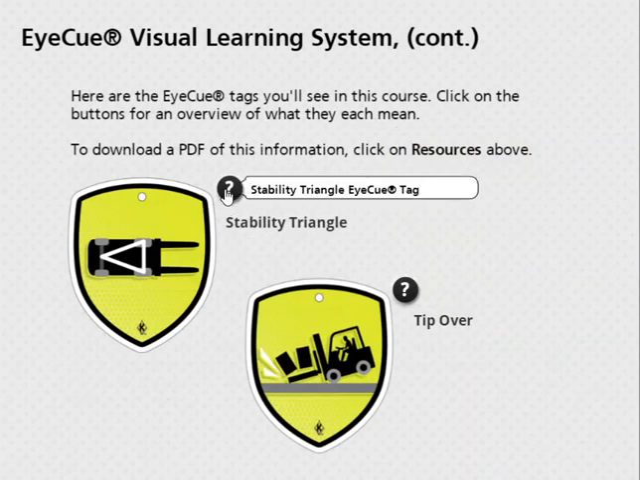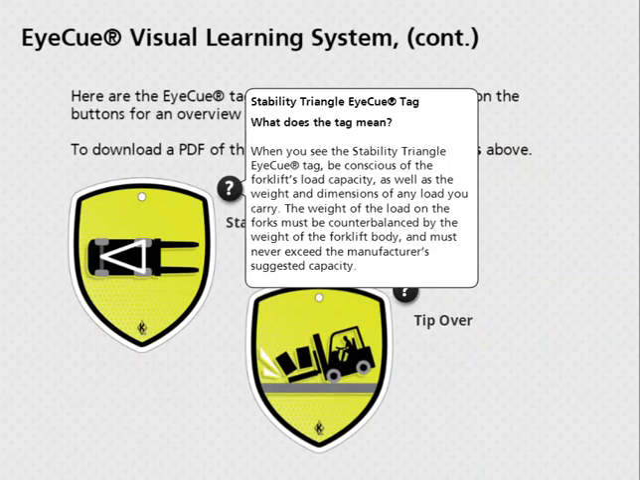Here are the IQ tags you'll see in this course. Click on the buttons for an overview of what they each mean. To download a PDF of this information, click on Resources above.